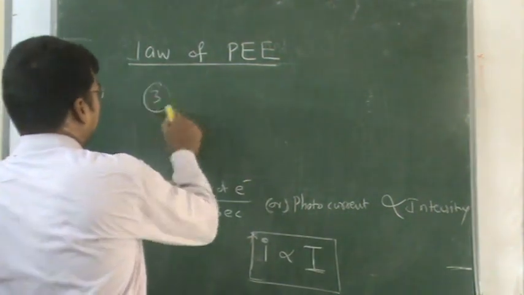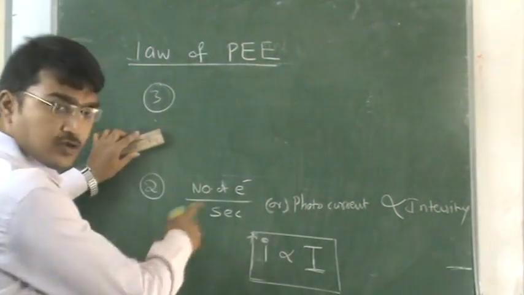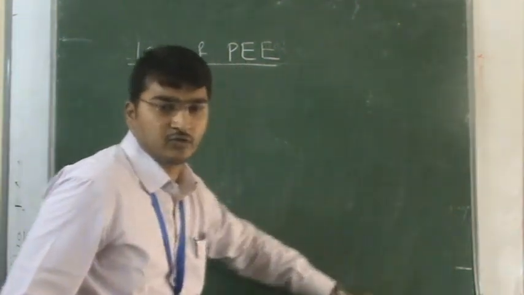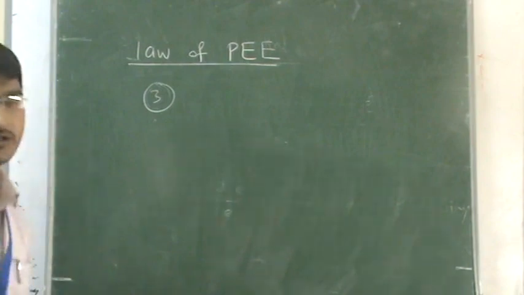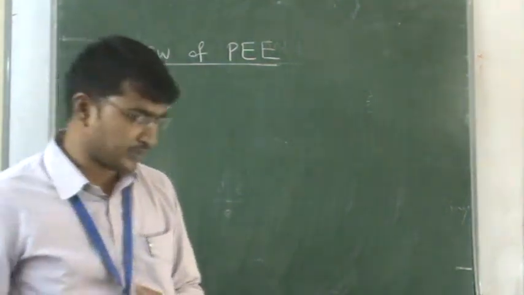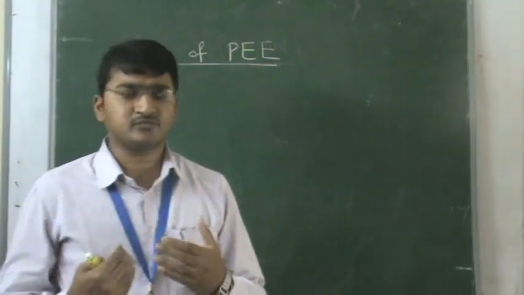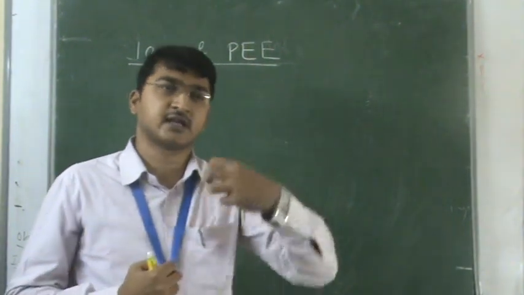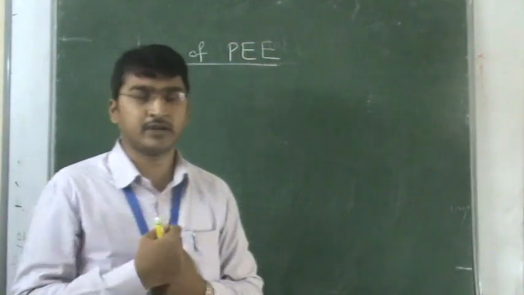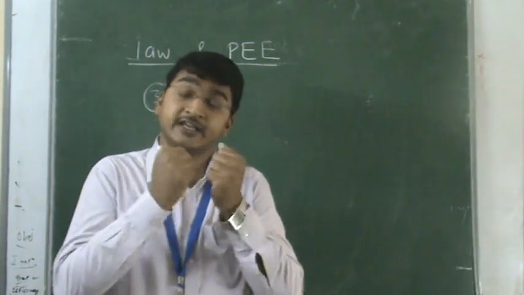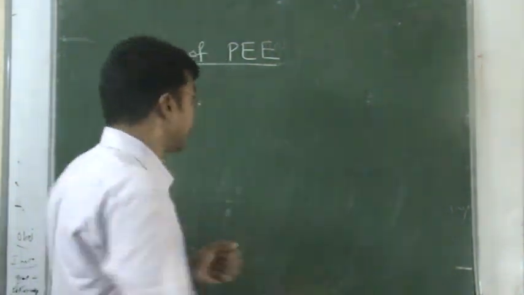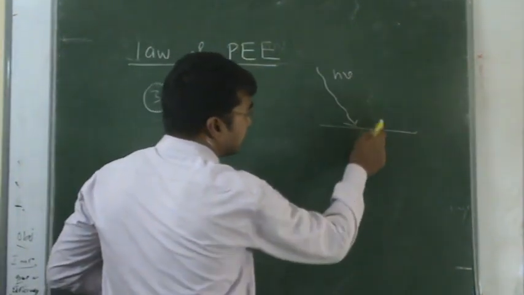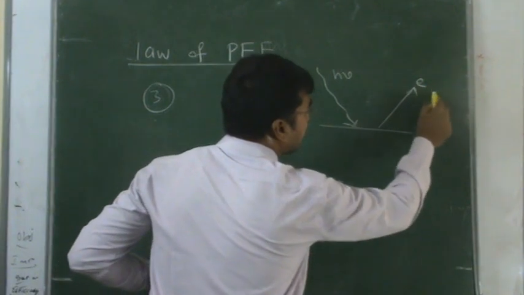Now the third one. What is the third observation? When the light is incident on the photo plate, electrons are ejecting from the photo plate or metal plate with kinetic energy, with maximum kinetic energy. When the incident light is h nu, the electrons are ejecting with what energy?